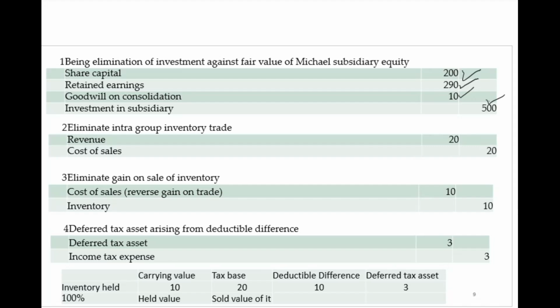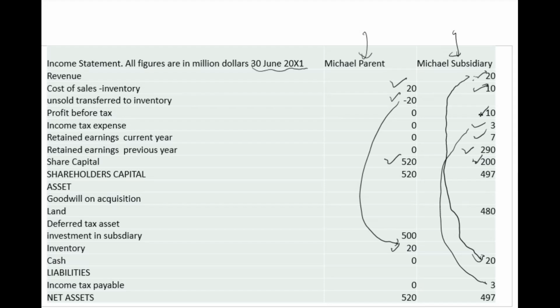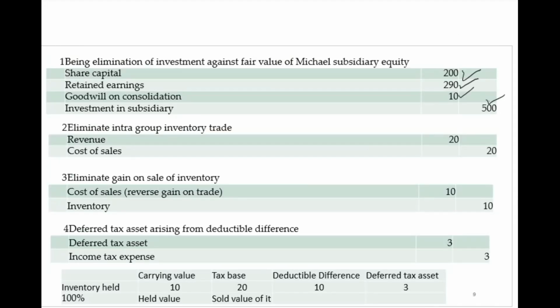Then are the entries relating to the inventory intragroup transaction. So there was a trading transaction that took place where Michael subsidiary earned revenue, and we need to eliminate that, and then the cost of sales that Michael parent has recorded. So our entry is debit revenue and credit cost of sales to eliminate the intra-group inventory trading transaction.